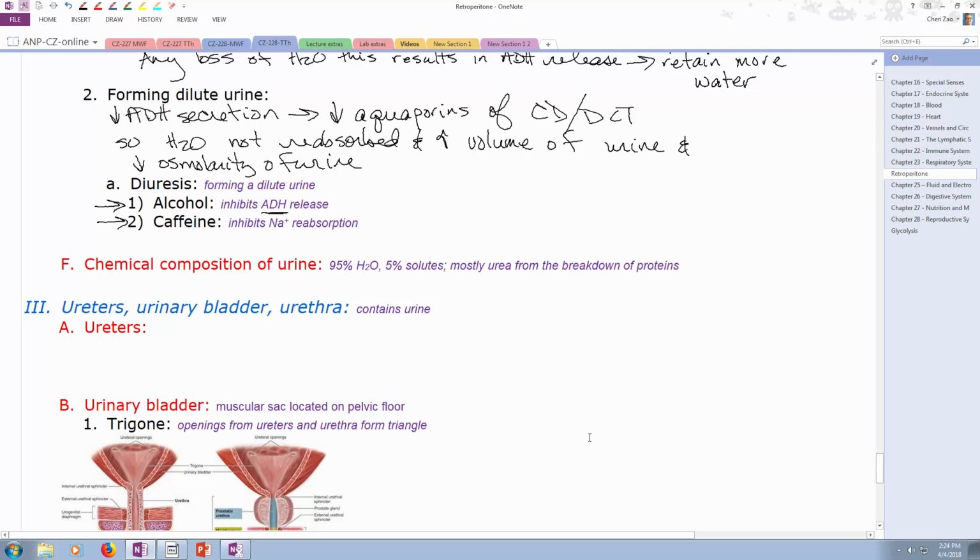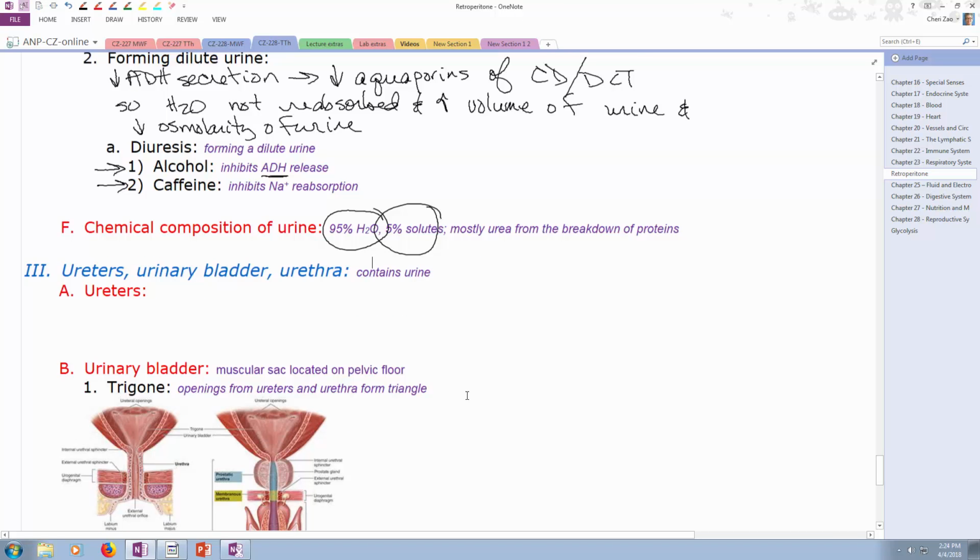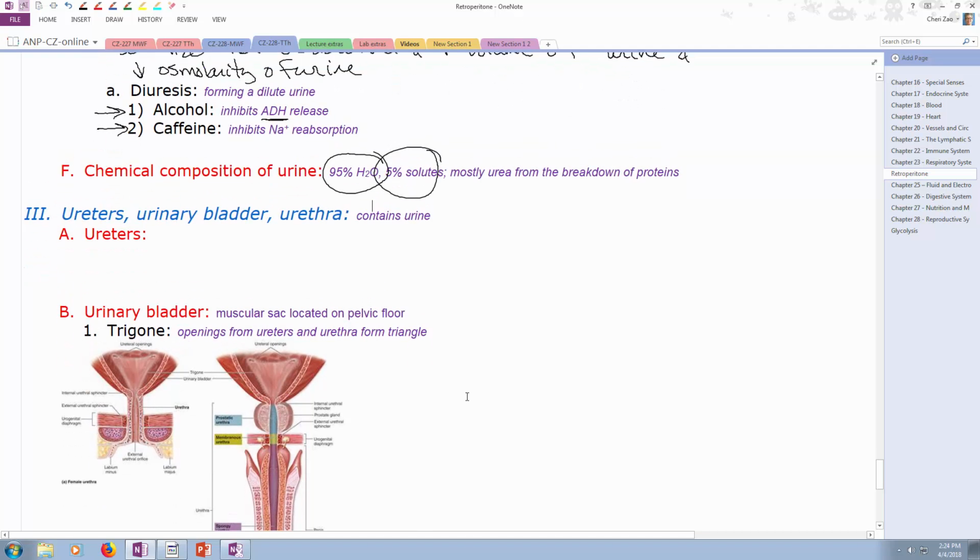Chemical composition of urine, no surprise, 95% water and 5% of it is actually solutes. And of the solute load, mostly is in the form of urea, which actually comes from the breakdown of proteins. And so our kidneys are very important in helping us to get rid of this byproduct of protein catabolism. We're finishing up on the structures of the urinary system, the ureters, urinary bladder, urethra.